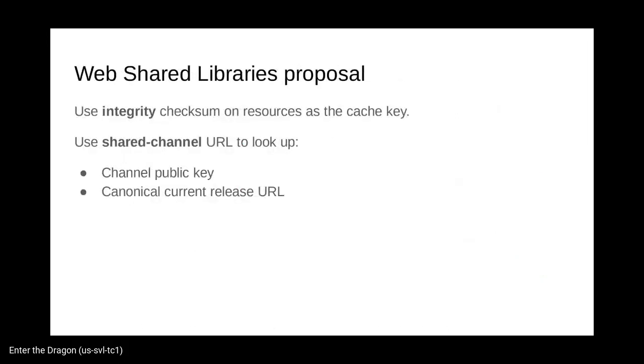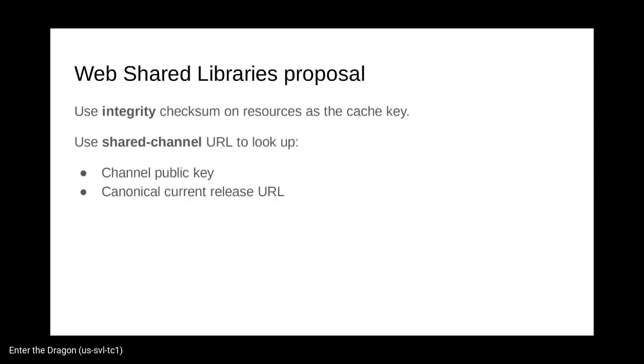So the web shared libraries proposal, or I should say brainstorming, which some Mozilla engineers put together, is we've got an integrity checksum, which can be used to verify the resource you download is legitimately the resource that you thought you were downloading. So we can use this checksum essentially as a cache key instead of the URL from which you're fetching the resource.